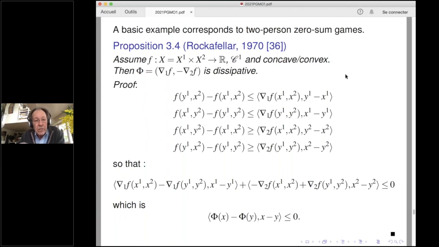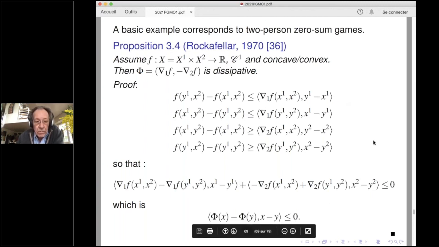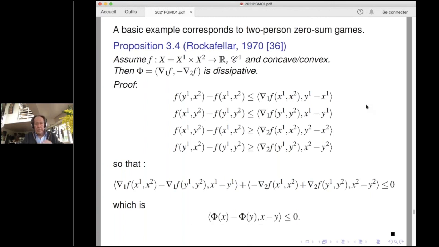And the proof is very simple. You change from y1 to x1 and use the fact that the function is concave. Now you change from y2 to x2 as well, and here you use the fact that the function is convex. So minus f is concave. And you sum so that you get this property, which is exactly this inequality. So the basic example of dissipative games are zero-sum games.